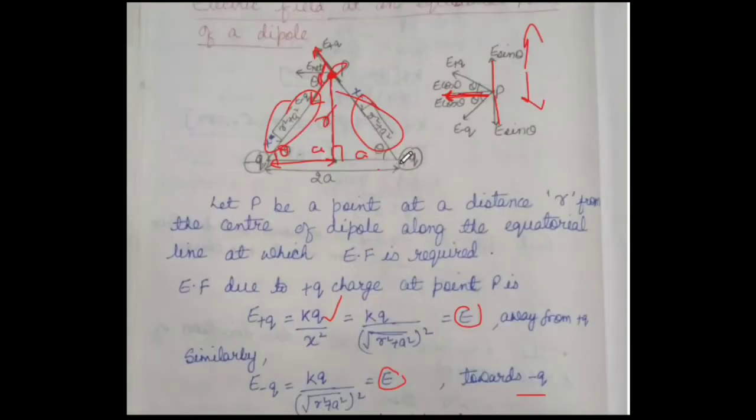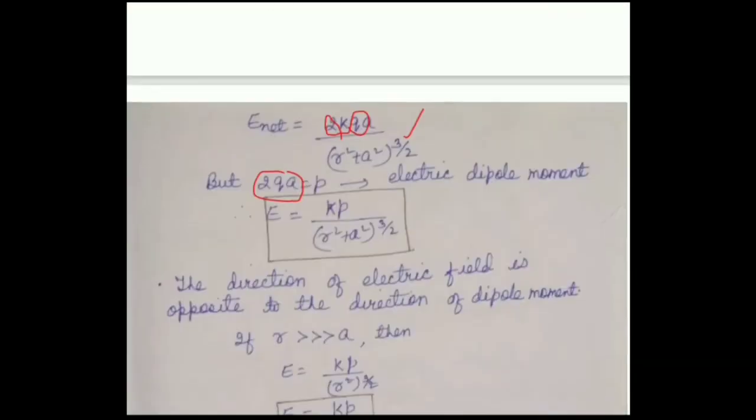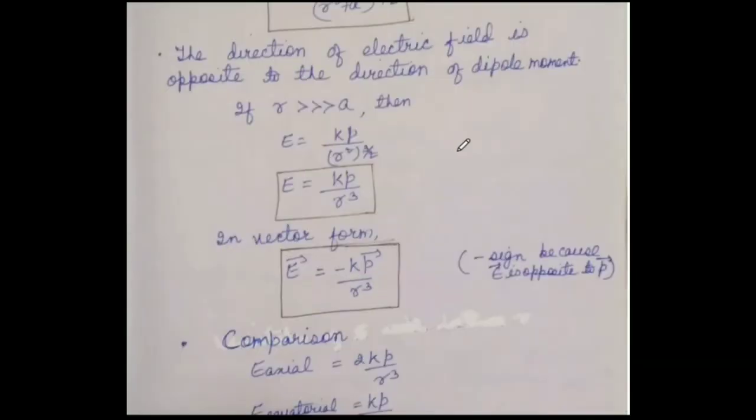It means from plus q to plus q, minus q, and dipole moment is from minus q to plus q. So the direction of electric field is opposite to the direction of dipole moment here, right? Direction of electric field is opposite to direction of dipole moment, right? Again, if distance r is greater than a, then you neglect this a square.